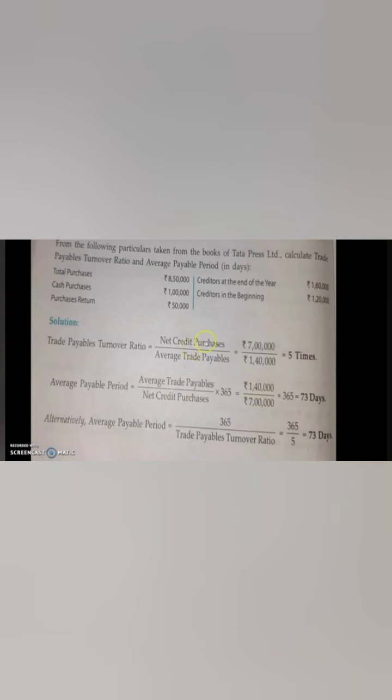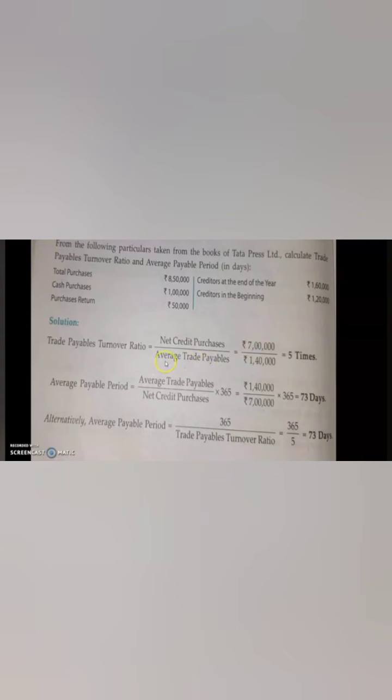When you subtract from the total purchase, see, in the business there are 2 types of purchase. We can go for cash purchase also and credit purchase also. And if any return is there, that also has to be subtracted. So from the total purchases, if you remove cash purchase and purchase return, what is left? Net credit purchases. So the amount of net credit purchases after calculation, you got 7 lakh, that you will write here.